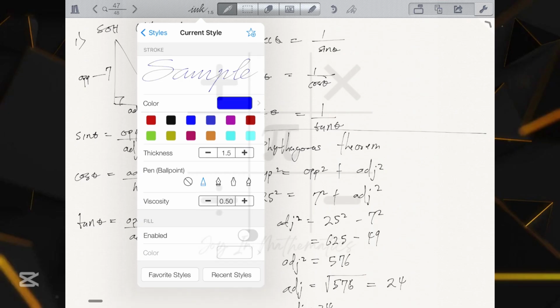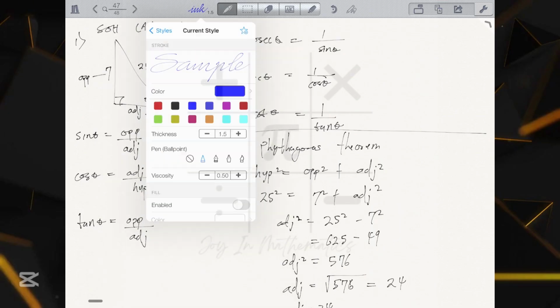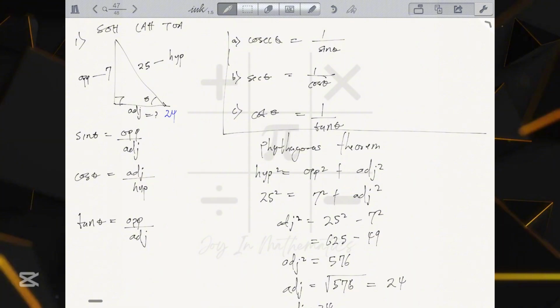Let's use a different ink. 24. Now with that, let's simplify sine theta, cos theta, and tan theta. Sine theta is equal to opposite, which is 7, over hypotenuse. So the hypotenuse is 25. Cos theta is adjacent, what we found, 24, divided by the hypotenuse, 25, and tan theta is equal to the opposite, which is 7, divided by the adjacent, which is 24.